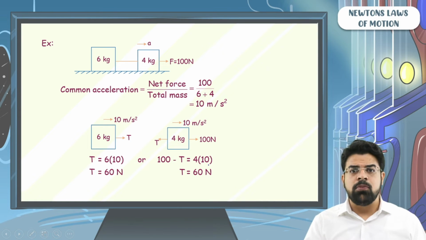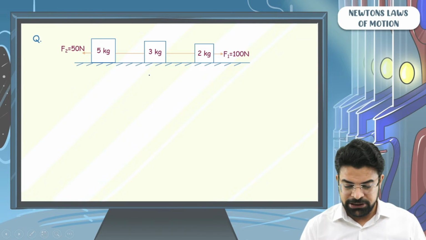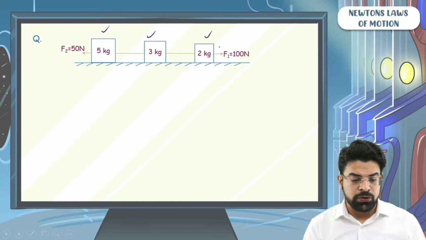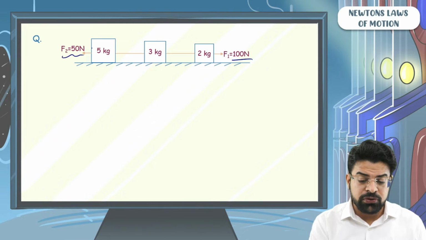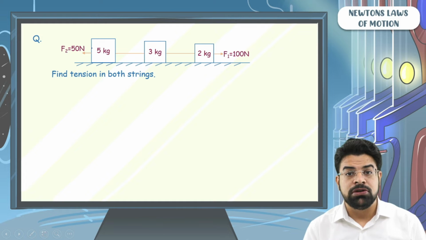Let's practice one more question. What if there are 3 blocks rather than 2 blocks? So now let's see this case. Here we have 3 blocks of mass 5 kg, 3 kg, 2 kg. A force of 100 Newton is applied to the right, a force of 50 Newton is applied to the left, and they are asking me to find the tension in both the strings.